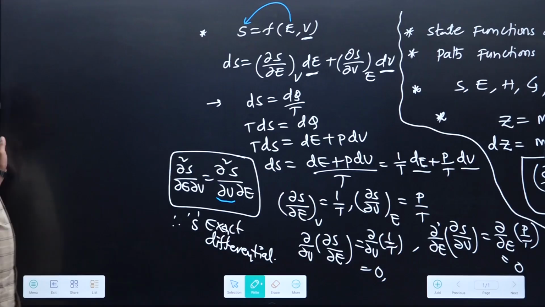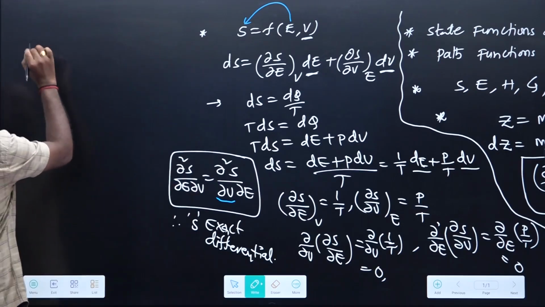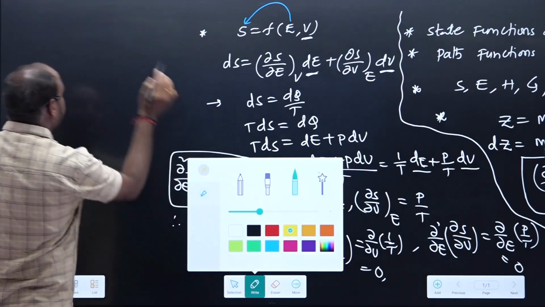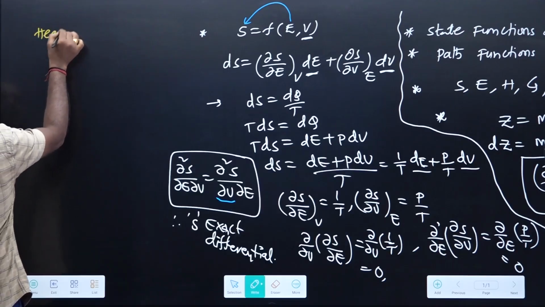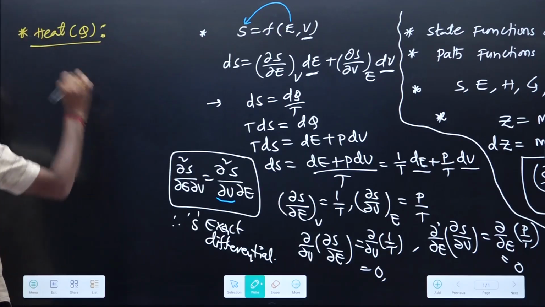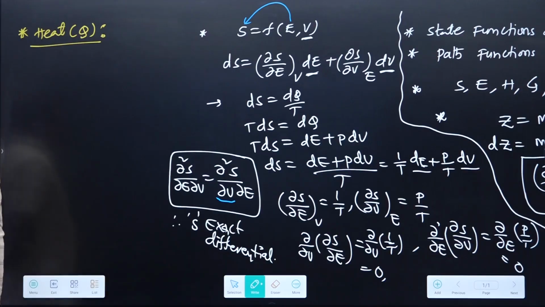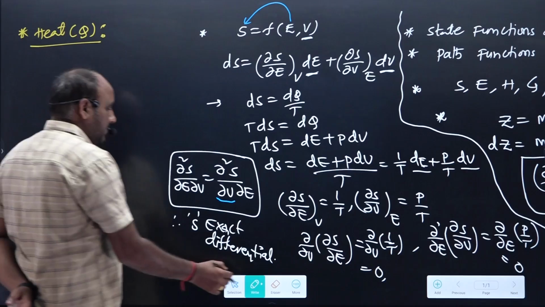What are the path functions? Work and heat, right? So we'll go with path functions, right? Heat is denoted with Q. Put the heading heat. So what is meant by heat? Heat means a form of energy that is due to temperature difference, right? So write down.